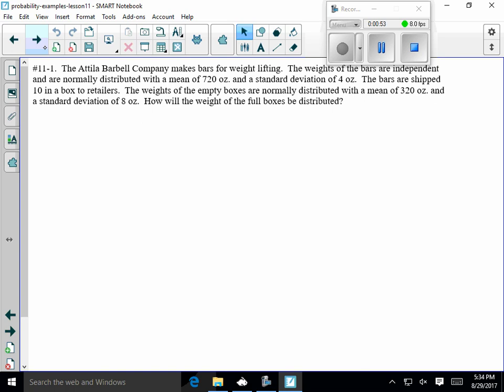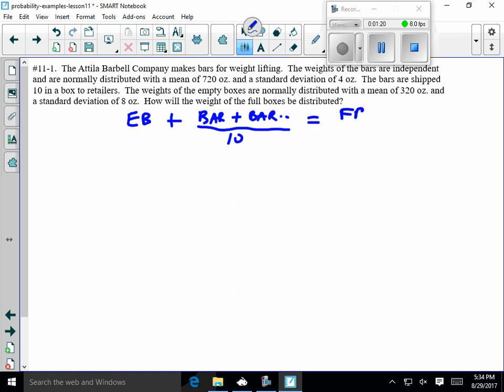Okay, so I like to do a couple things when I'm solving a problem like this. First of all, I like to come up with an algebraic expression that talks about what's going on here. So what we really have is an empty box, and then we're going to add to that 10 bars. Bar, bar, bar, and there's 10 of these bars. And that's going to make up what I'm going to call FB, a full box. So the empty box plus 10 bars is the full box.